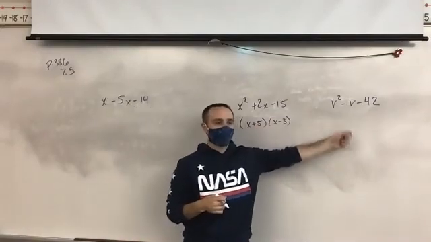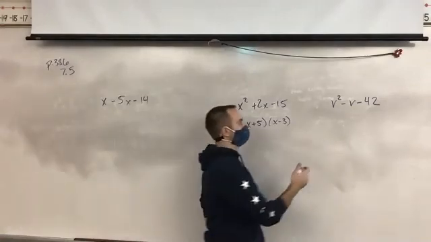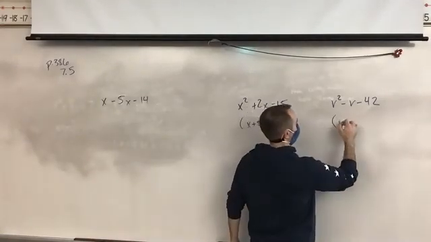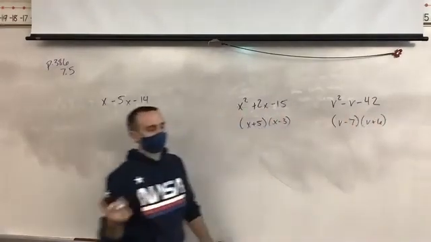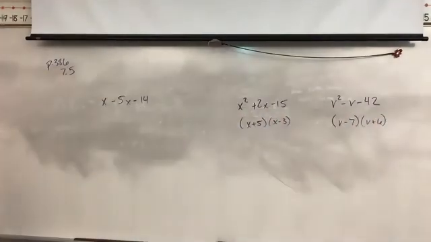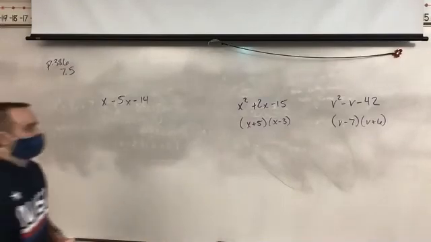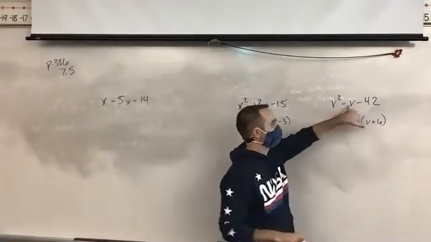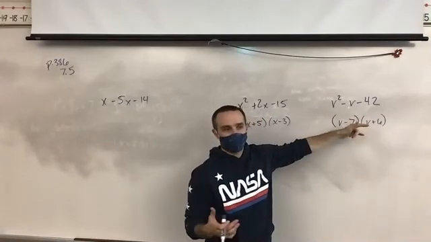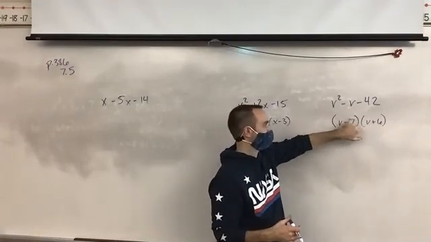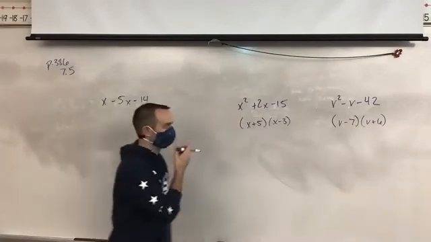How about the second one here? Kayla? X minus 7 and X plus 6. There you go. It's a v this time, just be careful on it. So v minus 7, v plus 6. Okay, there you go. Anytime that middle number is a 1, that means your two numbers have to be right next to each other. All right, they got to be consecutive numbers, so 7 and 6 this time.